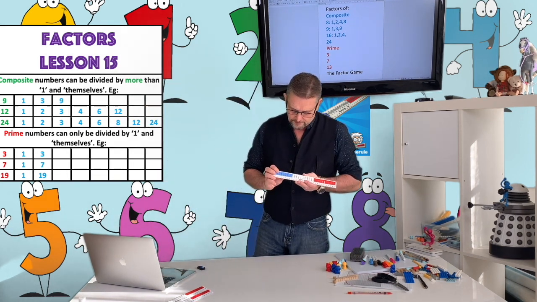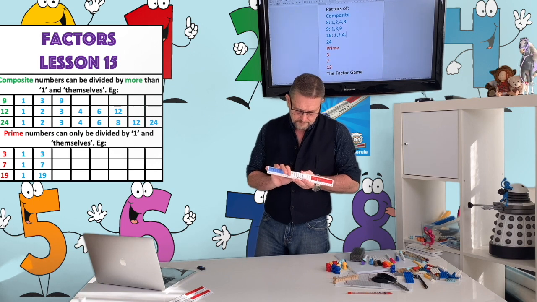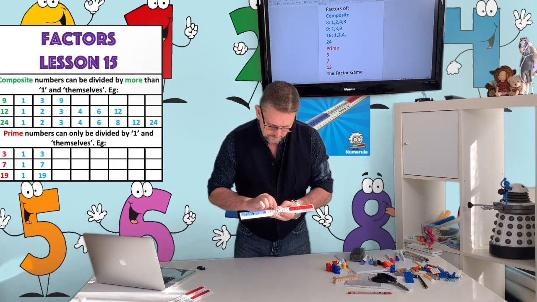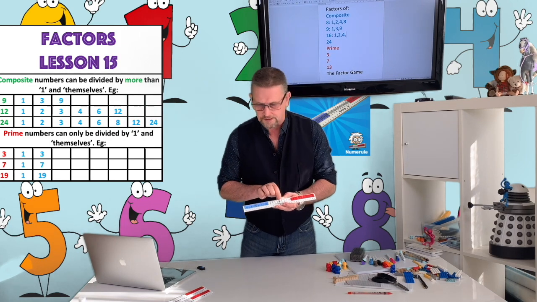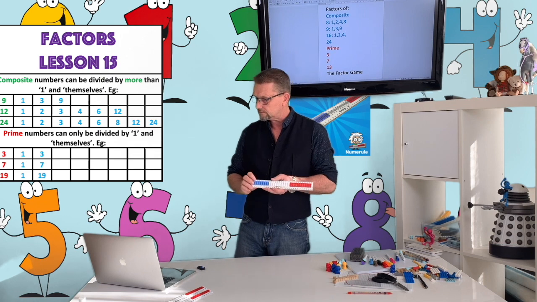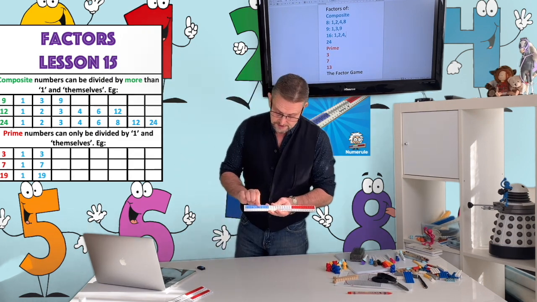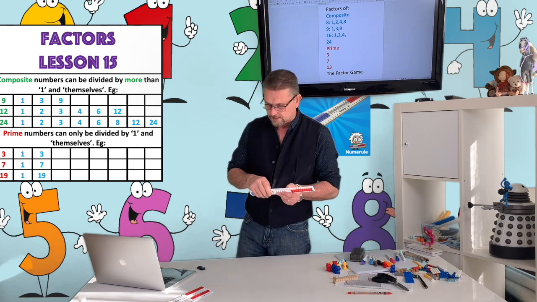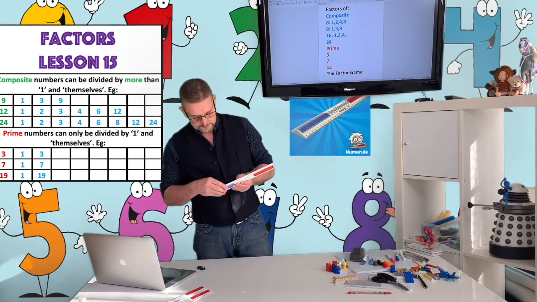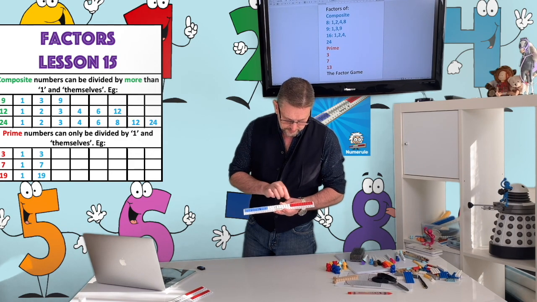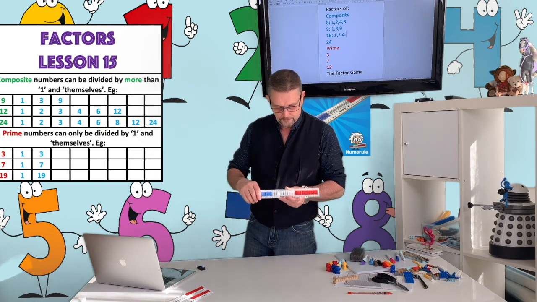Is 5 a factor of 16? Let's have a look. 5, 10, 15, 20, no it did not hit 16, so 5 is not a factor of 16. Is 6? 6, 12, 18, didn't hit 16, so not 6. Is 7? 7, 14, 21, no.